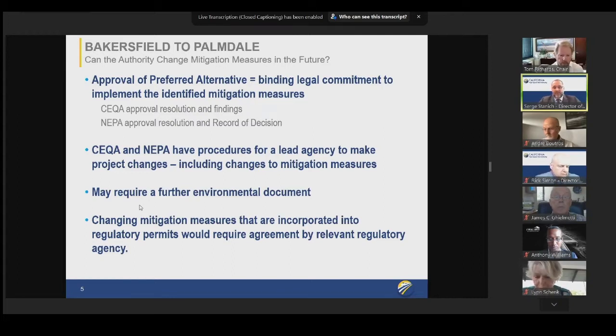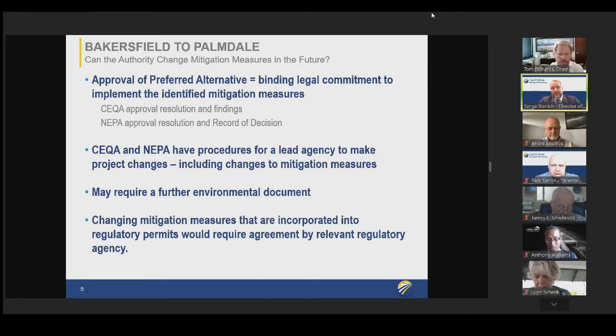There was also a question regarding mitigation measures. If we identify a mitigation measure as we advance, can we change it? The concern being we may have mitigation measures now that are conservative and expensive, so can we change them in the future? The answer is yes. However, it's important to note that the environmental document and the approval documents, the findings of fact, the resolutions, these are binding documents. So as we advance the design and we improve our understanding of what the project impacts may be, and we refine that.